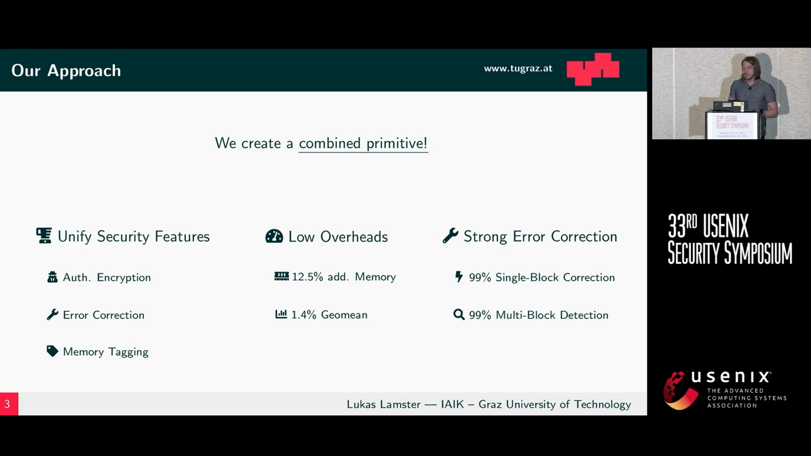We unify authenticated memory encryption, DRAM error correction, and memory tagging into one single thing that we call Voodoo. We find that it has a low overhead, just this 12.5% for the authentication tag, depending on the parameterization. And we also find that we have a reasonable performance overhead of 1.4%. This was in a simulated environment using SPEC CPU 2017. Also, we find we can provide strong error correction. In this case, single block error correction, meaning errors have to be confined to a single ciphertext block. And we can also offer strong multi-block error detection. So if errors affect more than a single block, we can never correct them, but we can most likely detect them.